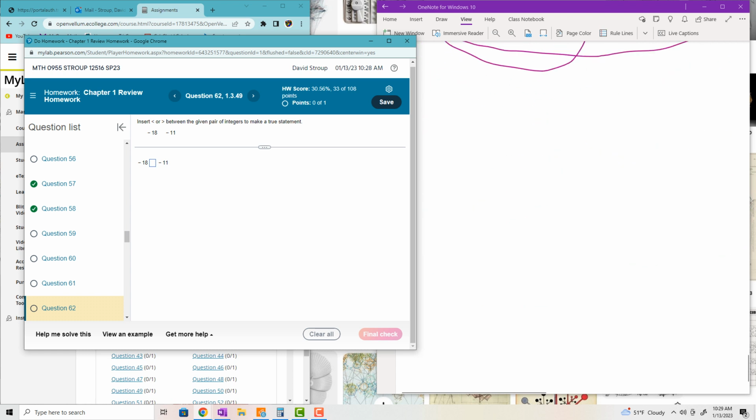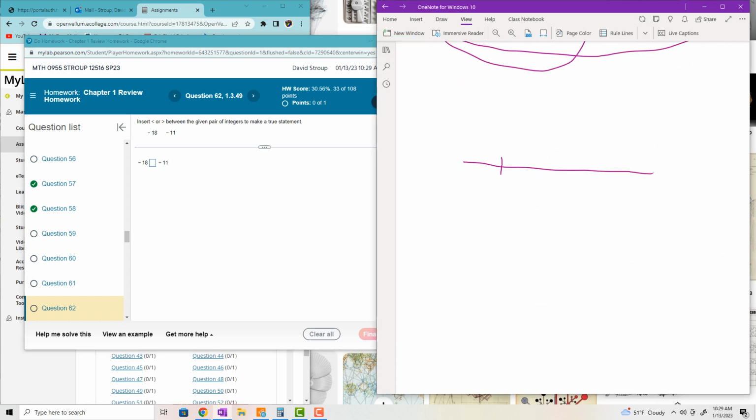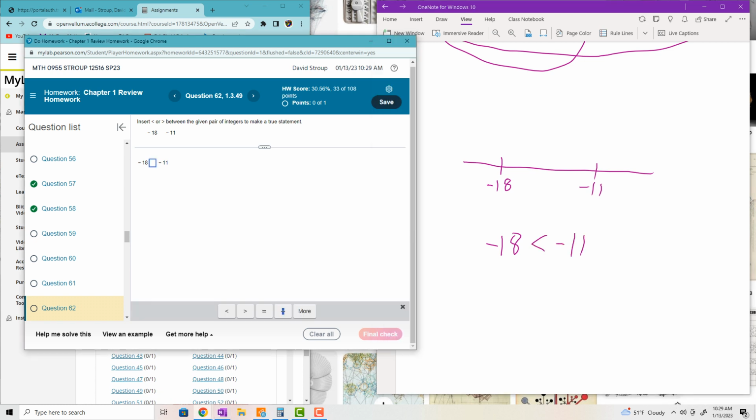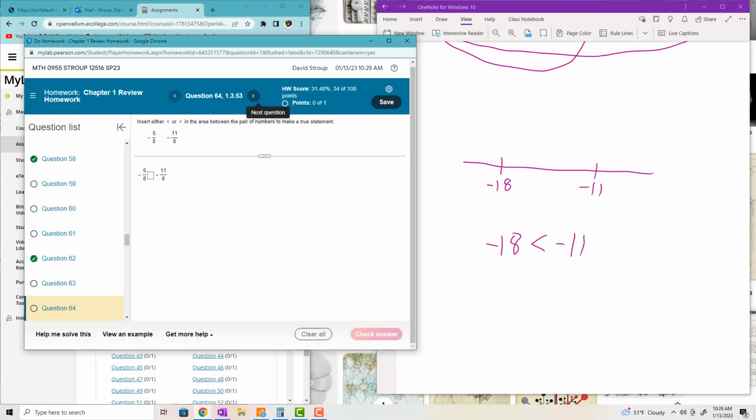Inequalities, so you're thinking number lines here. You can graph these. Negative 18 is to the left of negative 11. So when that happens, you're going to use the less than symbol. So this is less than, and they give you that. You look at the little button below, they give you a less than symbol. Negative 2.5 is less than 1.5. Fractions are always kind of weird.